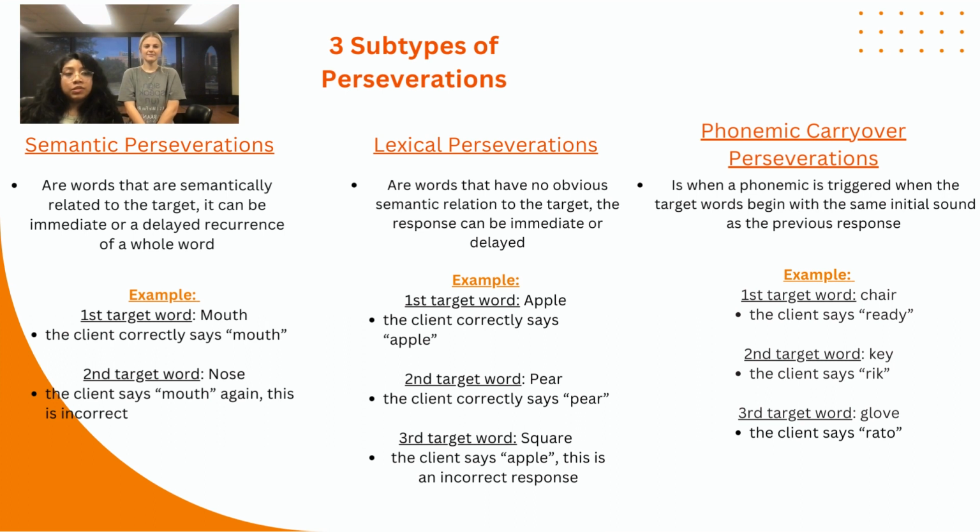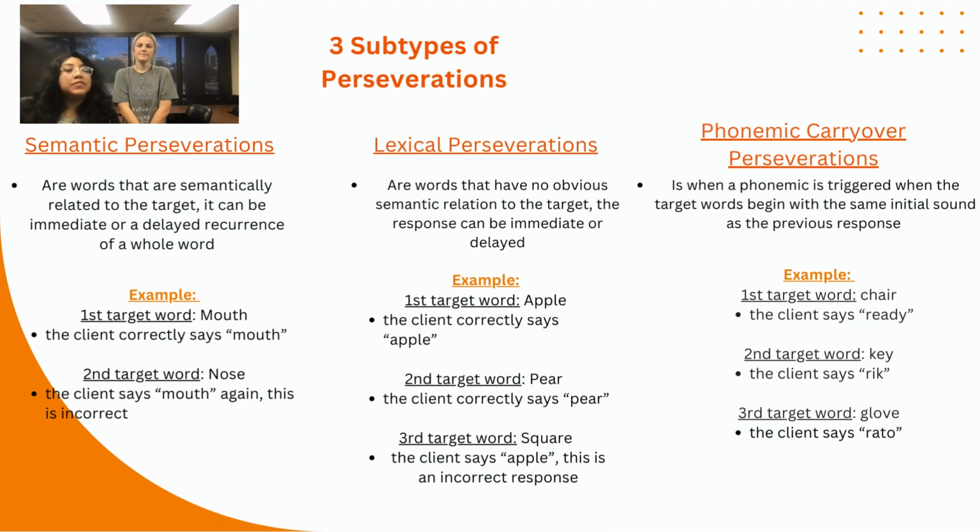This is an incorrect response. Another subtype of perseveration is lexical. These are words that have no obvious semantic relation to the target. The response can be immediate or delayed. An example is if the first target word was apple and the client correctly says apple. The second target word is pear. The client correctly says pear. The third target word is square. The client says apple. This is an incorrect response.